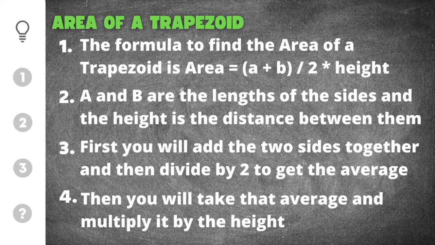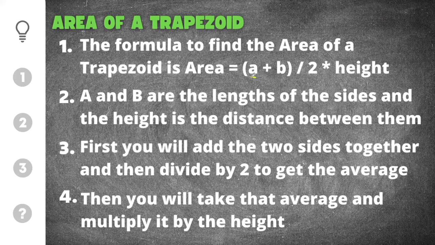In today's video, I'm going to show you how to find the area of a trapezoid. As you can see, we have 4 important tips that we need to remember in order to find the area of a trapezoid. The first thing you need to know is that the formula to find the area of a trapezoid is area equals (A plus B) divided by 2 times the height.